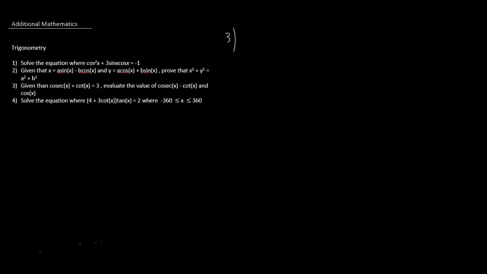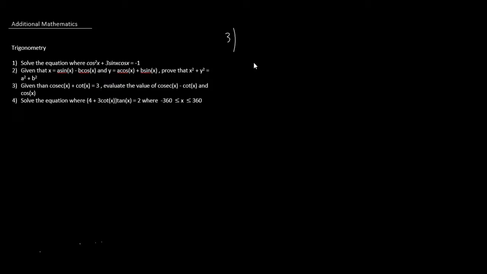Alright, for part B, we have to use a similar method to part A, where we still have to manipulate the values. Notice that in part A, where we needed to find cosec x minus cot x, we multiplied by cosec x minus cot x, and therefore we were able to eliminate cosec squared x minus cot squared x. Here, we'll be doing something similar.